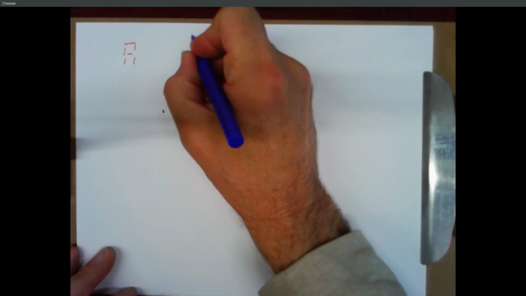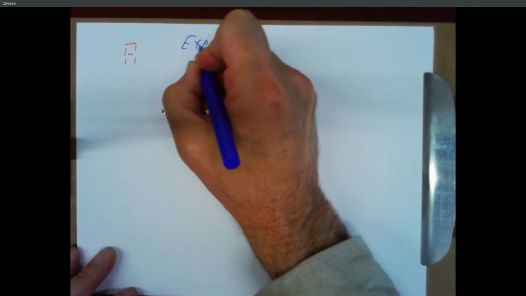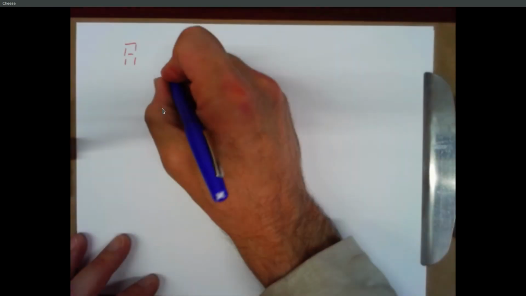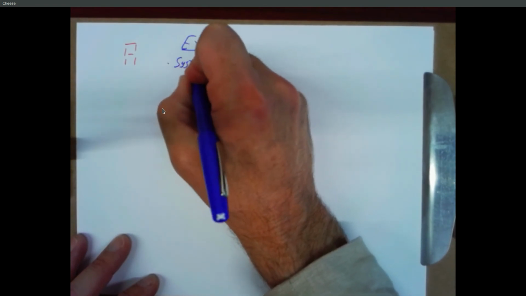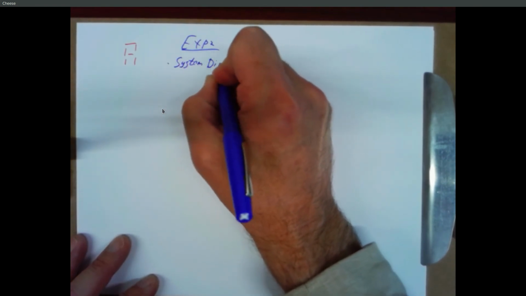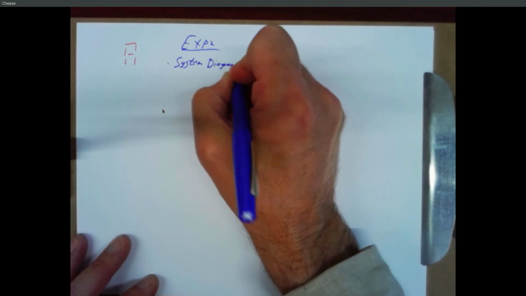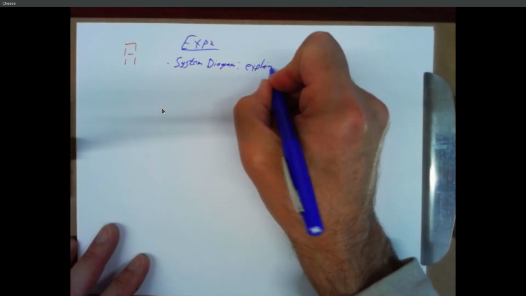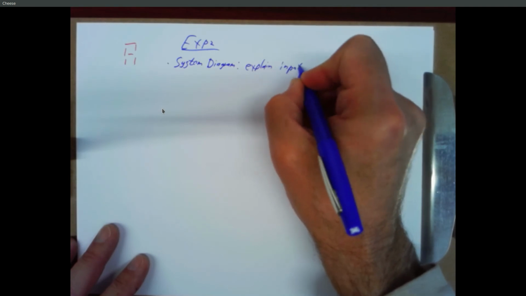Okay, so let's make a list for experiment 2. Clearly identified independent variables and dependent variables for the 2-bit binary adder system. So, a system diagram, and explain the inputs and outputs.